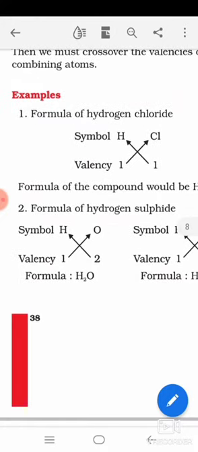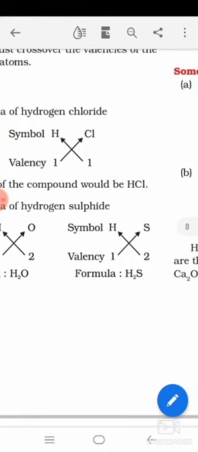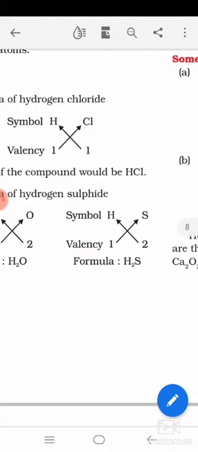Now let's take another example, hydrogen sulfide. First we write the symbols: hydrogen H, sulfur S. The valency of hydrogen is 1, and the valency of sulfur is 2. You studied it already in our last session. Am I right? So we are cross multiplying. Hydrogen multiplies with the valency of sulfur.